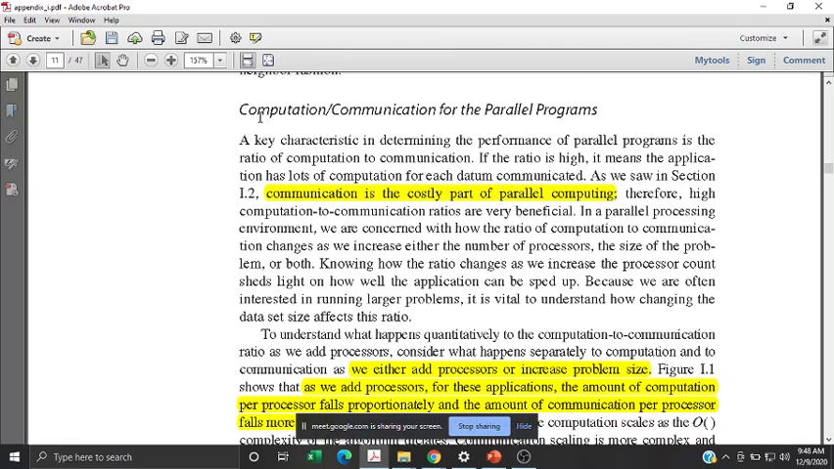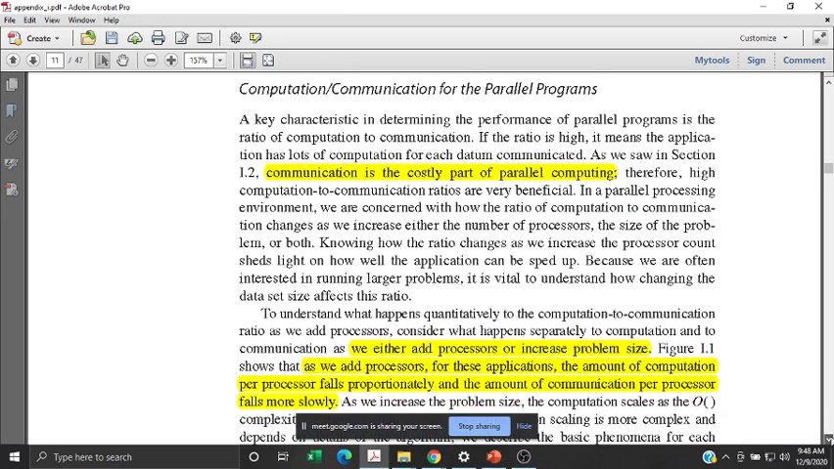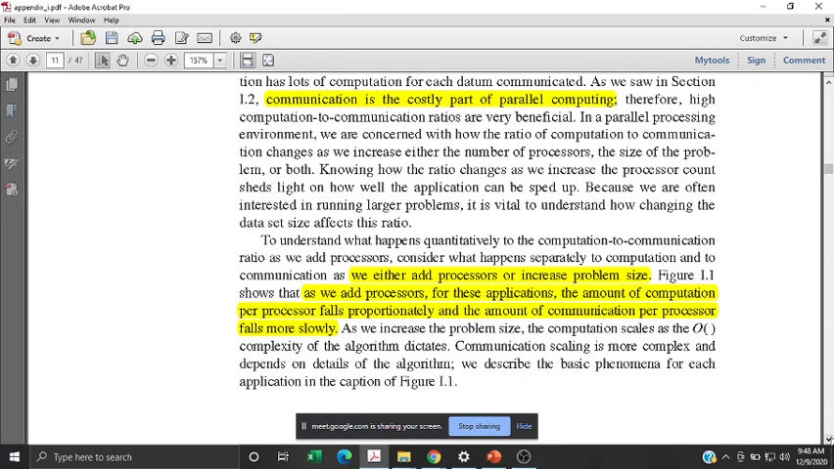Who is communicating with whom, what is being communicated, how much is the data size, what is the bus architecture you are using, whether it is happening through NoC. So it adds to the complexity of that parallel computation as such. So how do we evaluate that particular ratio, computation to communication overhead?